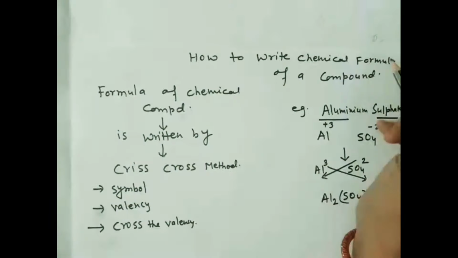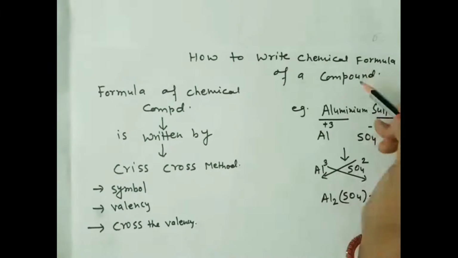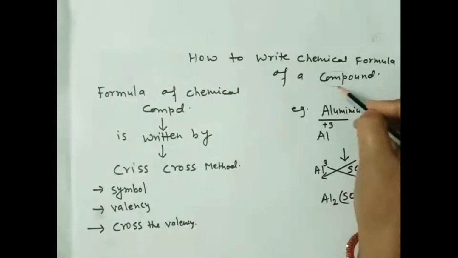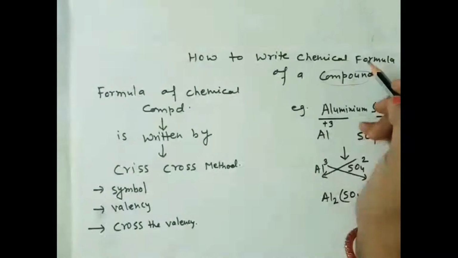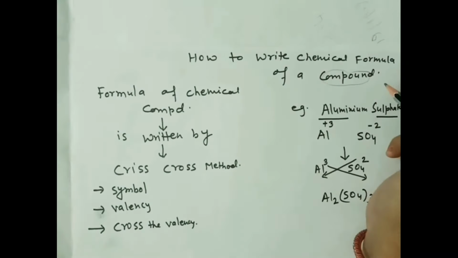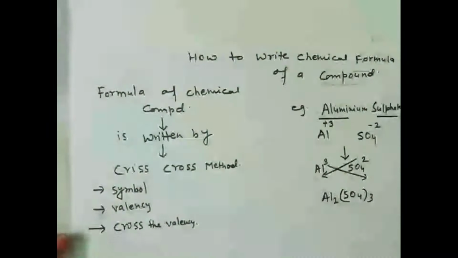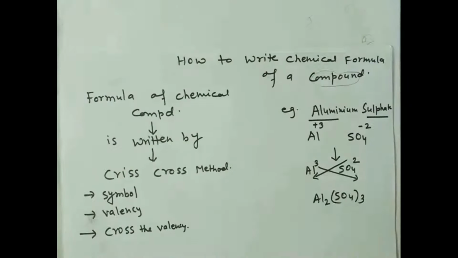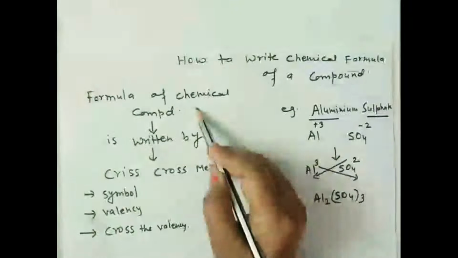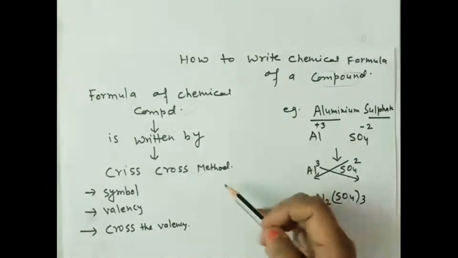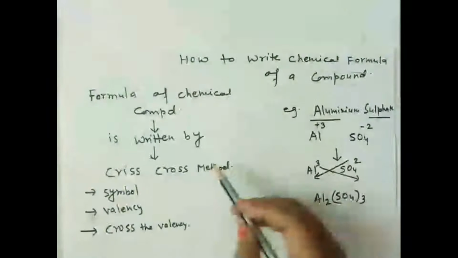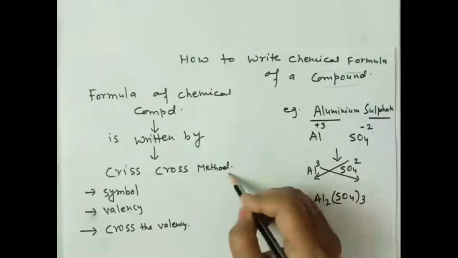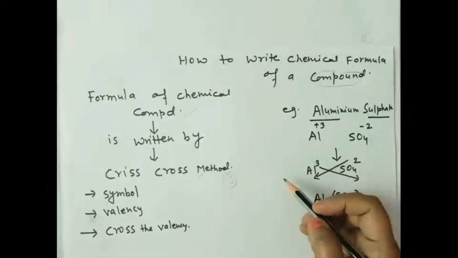So how to write a chemical formula? See, what is a compound? A compound is a pure substance which is composed of different types of atoms when the atoms are combined chemically in a fixed ratio. To write the chemical formula of a compound, we always use the crisscross method. In the crisscross method, we need three basic steps.